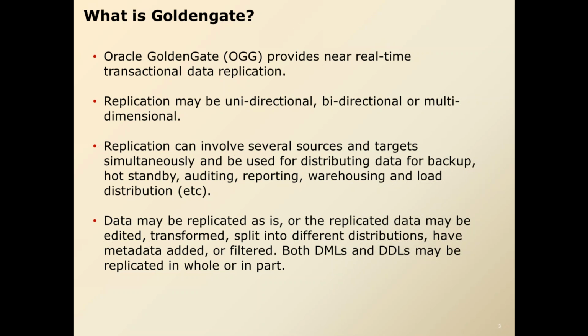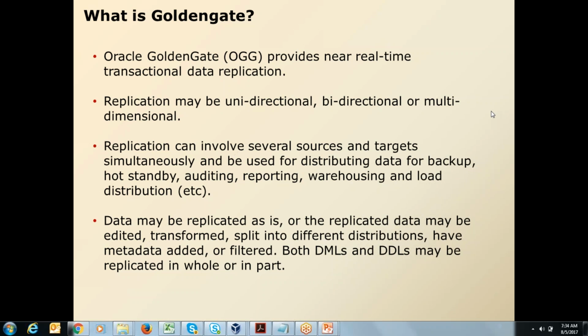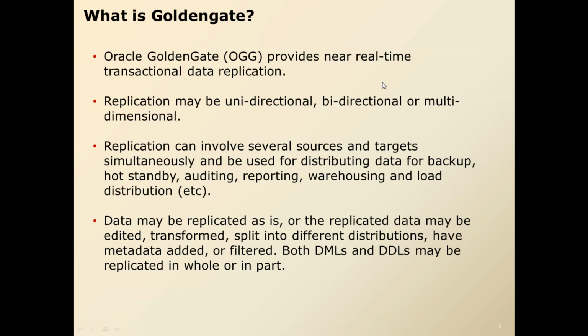Goldengate is a tool which provides you near real-time data replication capability. Replication may be unidirectional, bidirectional, or multi-dimensional using Goldengate. So Goldengate allows you one-to-one replication if you want, or bidirectional replication, or multi-dimensional replication. Goldengate basically is a change data capture tool. What do we mean by change data capture tool? It captures the changes which are happening in your database, and then those changes are applied to the target database.